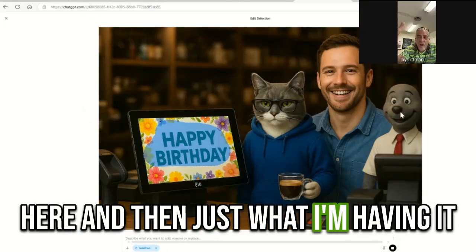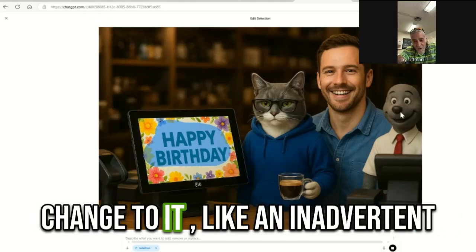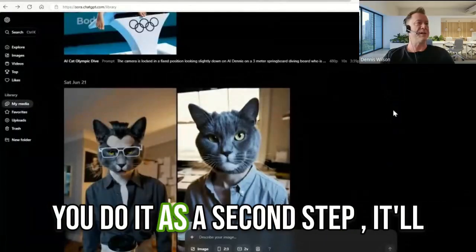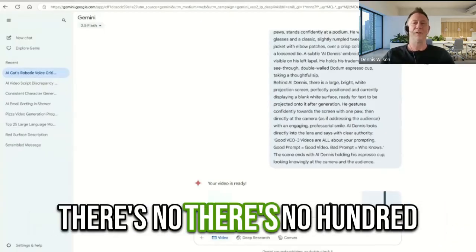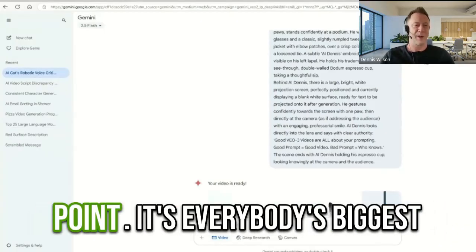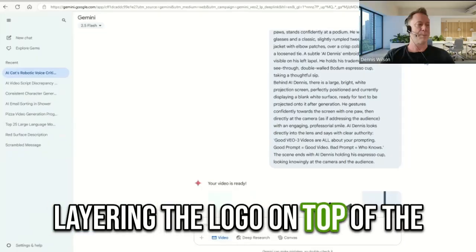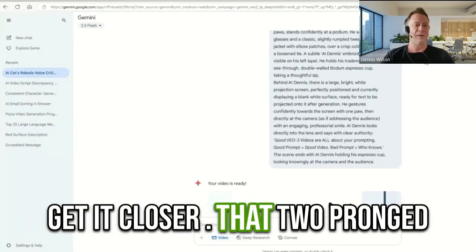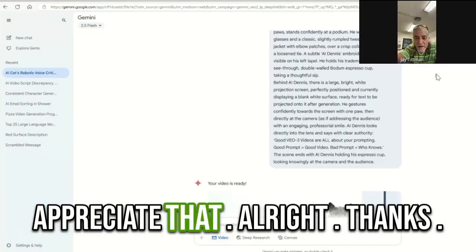And then what I'm having it do is take the logo and make a change to it, like an inadvertent letter change. Yeah, again, if you do it as a second step, it'll probably stop that. But there's no 100% solution for that at this point. It's everybody's biggest complaint. But yeah, layering the logo on top of the image after it's done has shown to get it closer. That 2-prompt process, I'll try it. That'll probably help a little bit for sure. I appreciate that. All right, thanks.